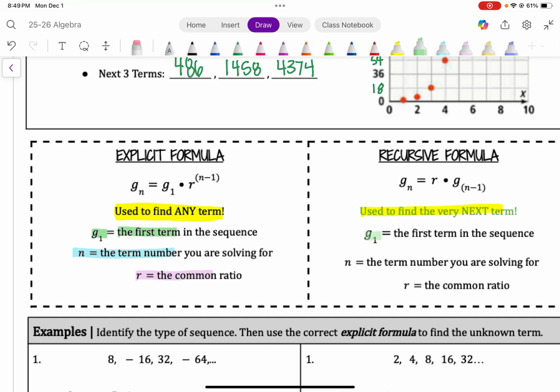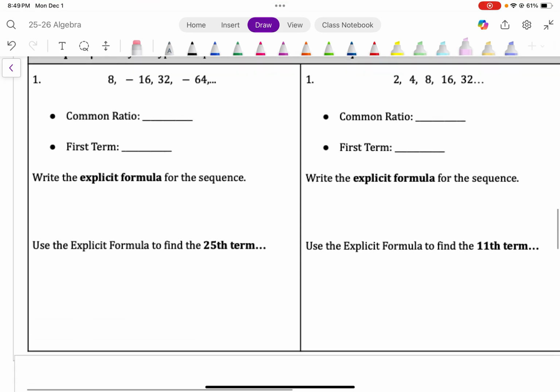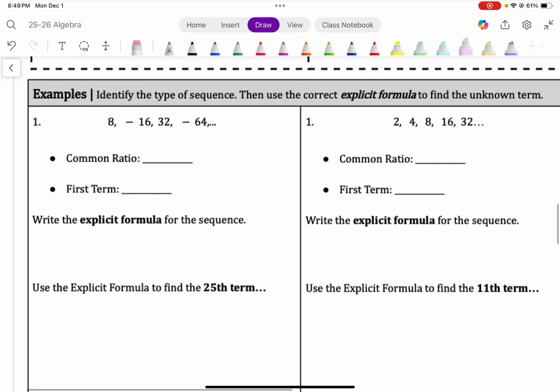G1 is going to be the first term, n is going to be the number of the term you're solving for, and r is the common ratio. So those are consistent across both. It's helpful to know the difference between explicit and recursive. It's like if your parents said, "I explicitly told you to pick up your shoes." They wanted you to do exactly that. So the explicit formula wants you to find that exact number. So let's do these few examples.